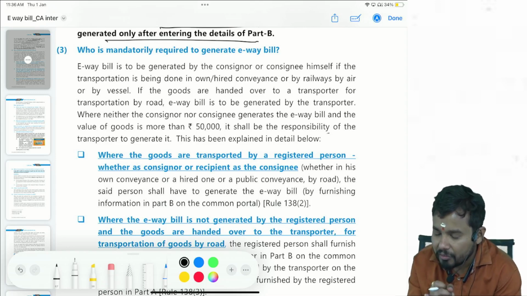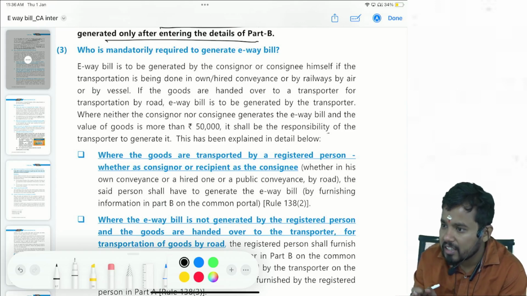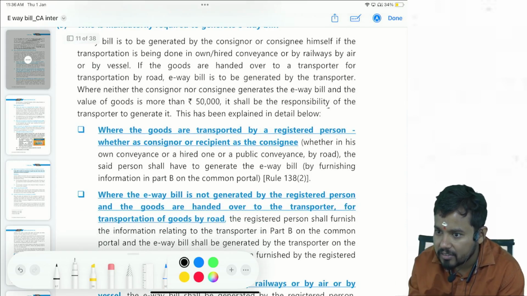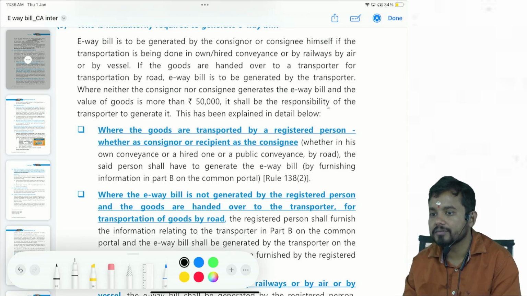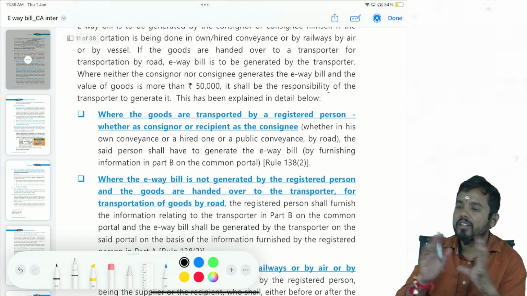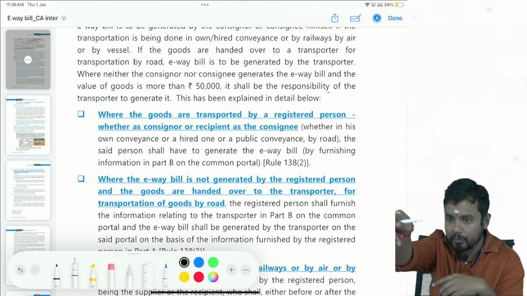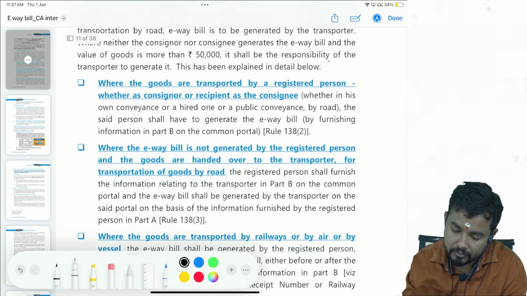If you are transferring it through rail, then also an e-way bill is required. Okay, air or vessel, then also an e-way bill is required. In all these scenarios, generating an e-way bill is mandatory, subject to the condition that the consignment value is more than 50,000. Sir, no one generated it. Neither the consignor generated, nor the consignee. Now you, being a transporter, generate it. Okay, that is what they have said.